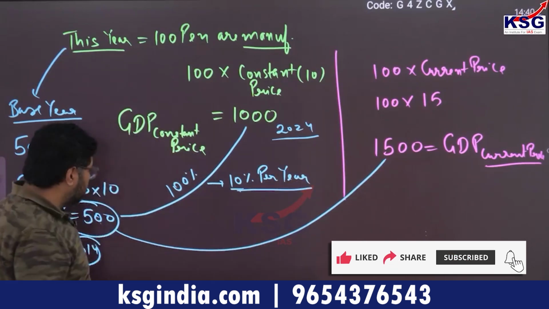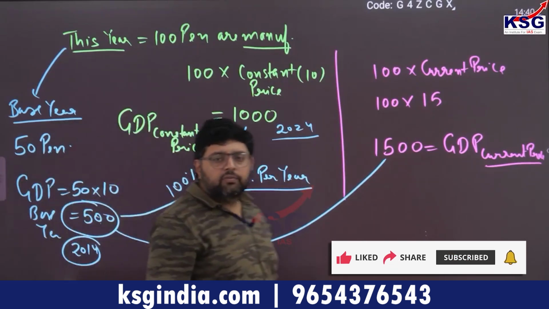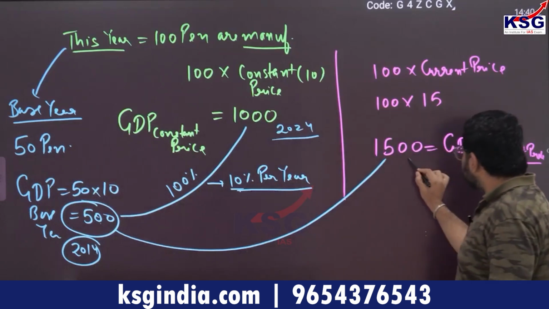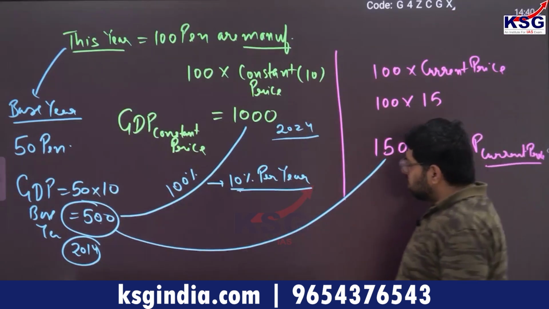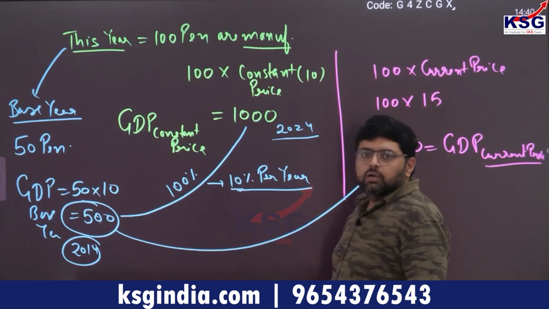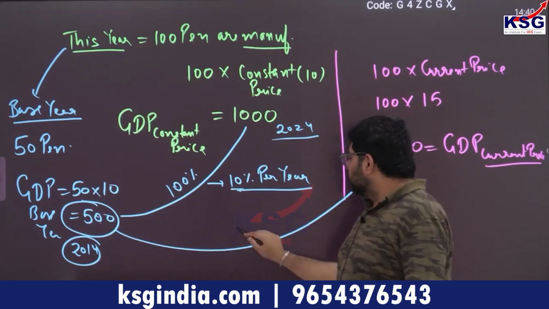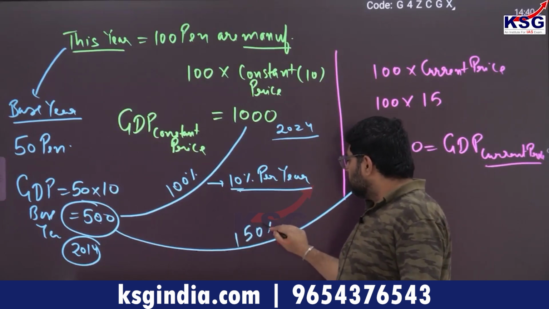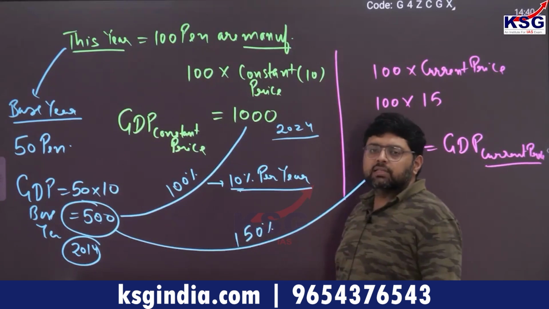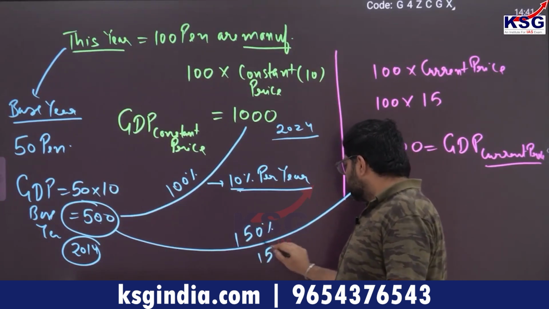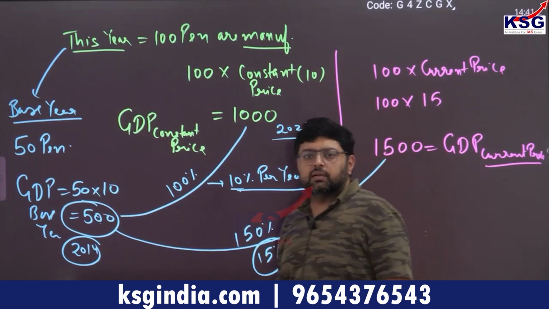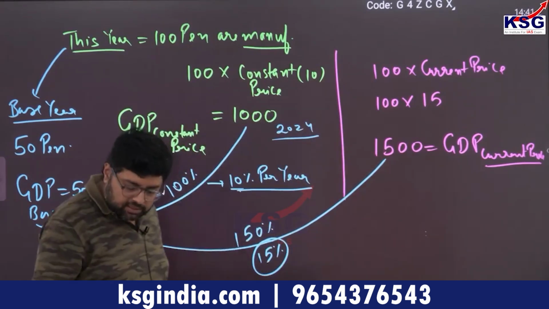Now if you see this point, 500 to 1500, when I compare with GDP calculated at current prices, can I say that GDP has grown at 150% when I compare with base year? So on an average, on a yearly basis, it has grown 15%. Yes or no? यहाँ तक समझ आया सबको?